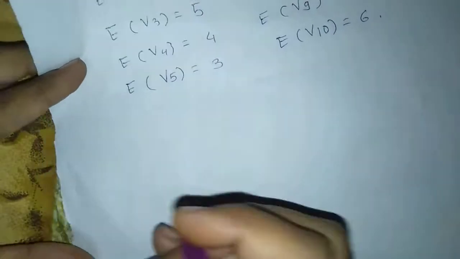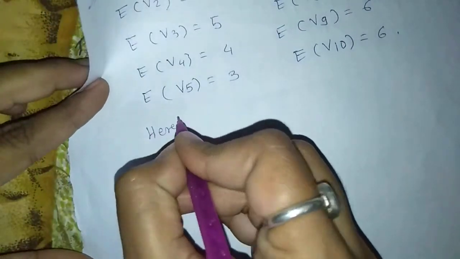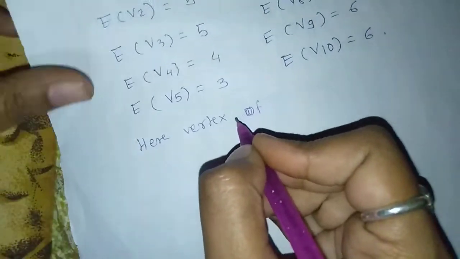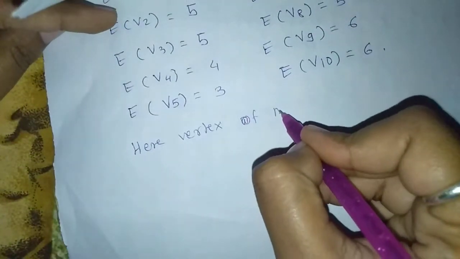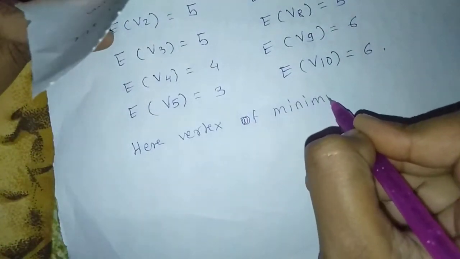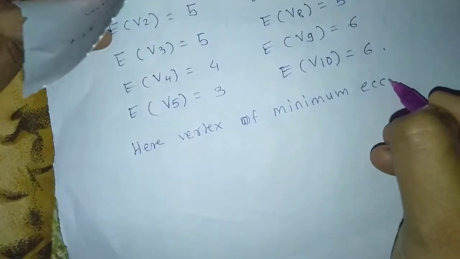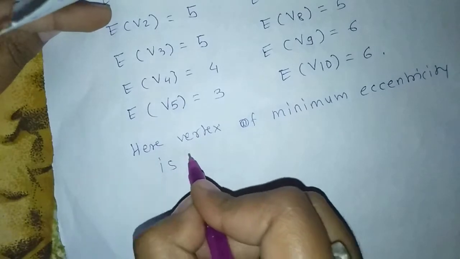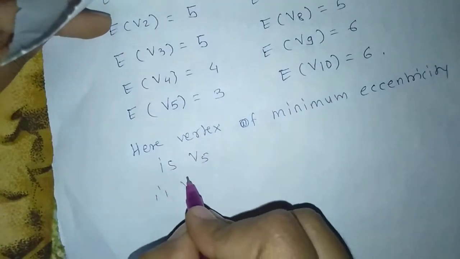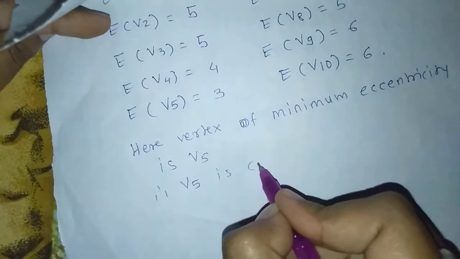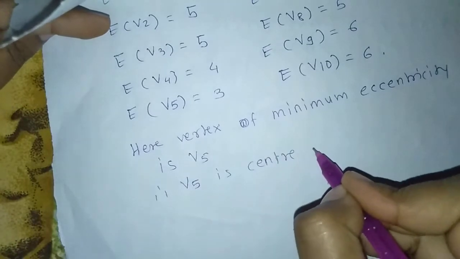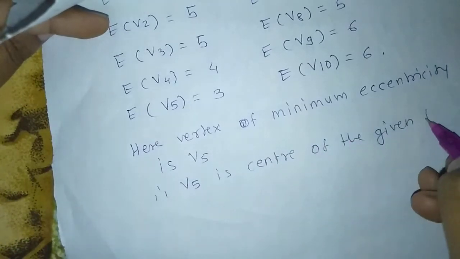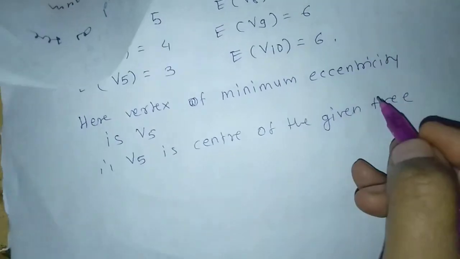Now write down: here the vertex of minimum eccentricity is V5. Therefore V5 is the center of the given tree.